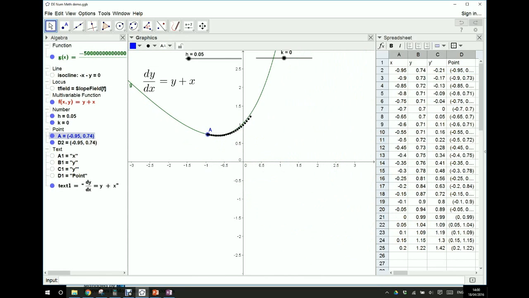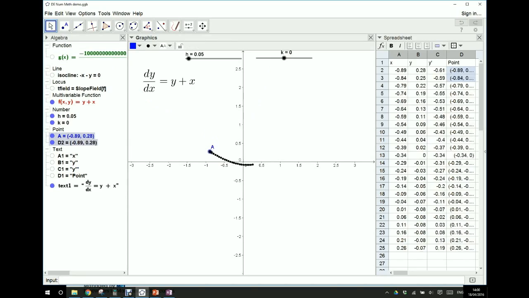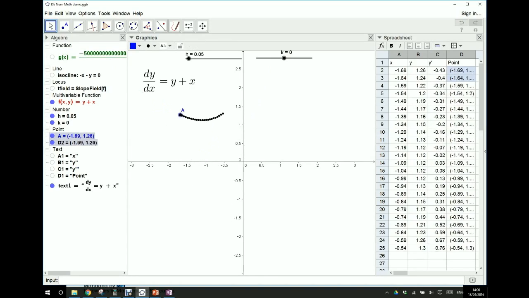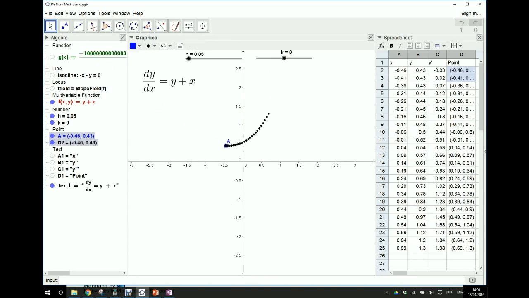What's great is actually even GeoGebra fails sometimes to solve differential equations, so this line might not exist. Maybe there's no way of solving it, but you can still use Euler's method to get the rough shape of the curve. There are some problems.